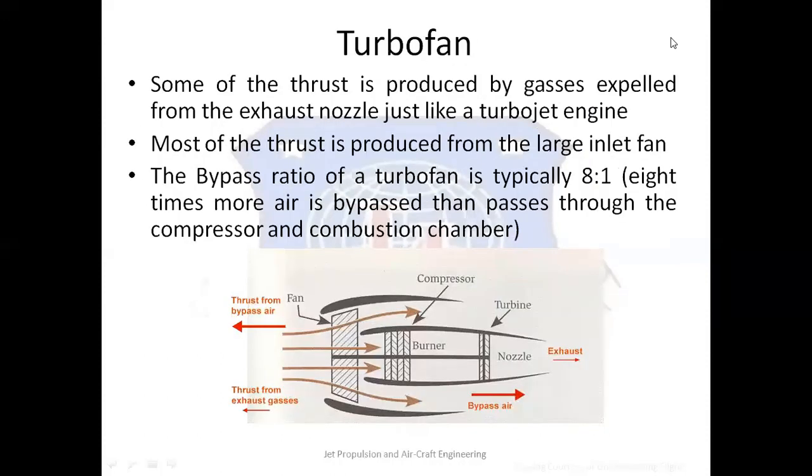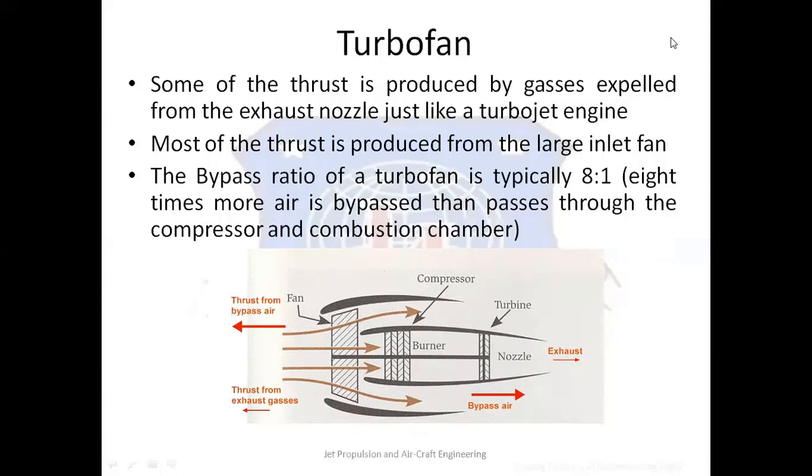Now let's discuss the turbofan engine. You might have seen a turbofan engine quite often because it is widely used in aircraft for the commercial flights. So the turbofan engine is a combination of turboprop and turbojet engine.